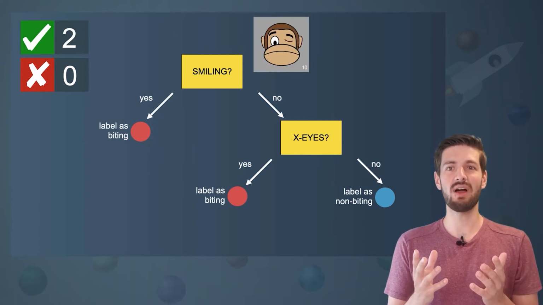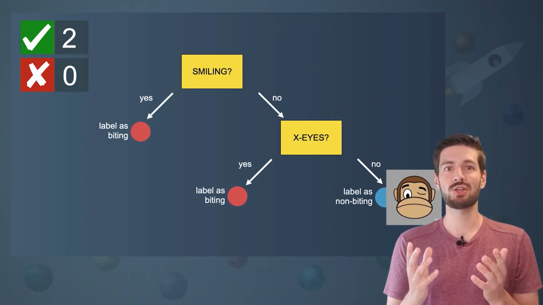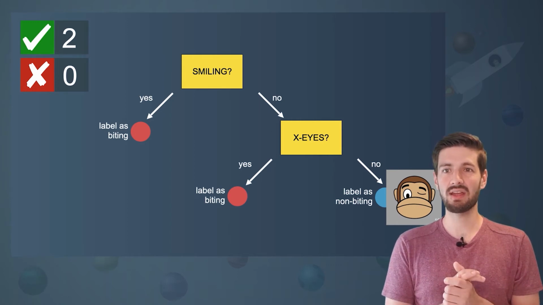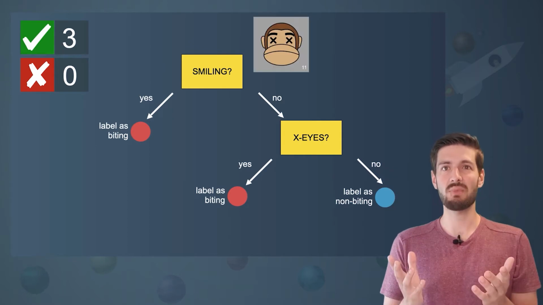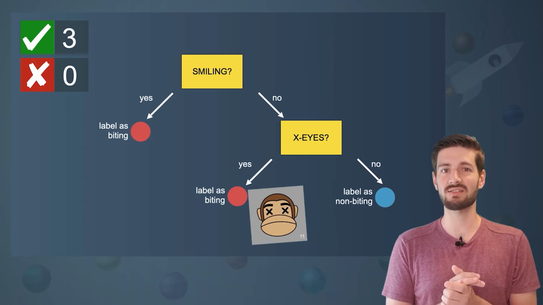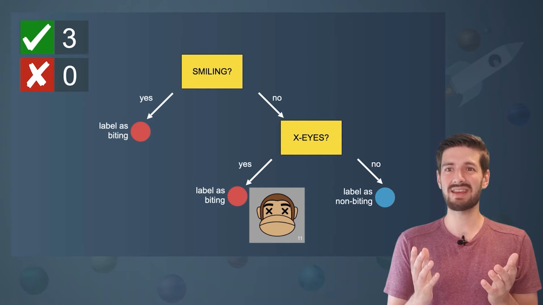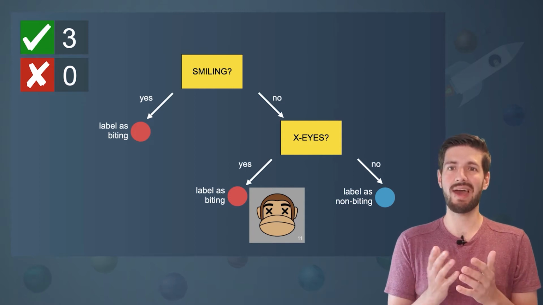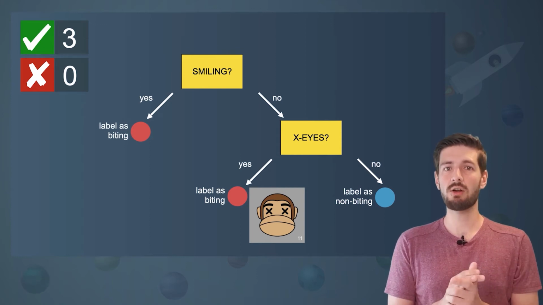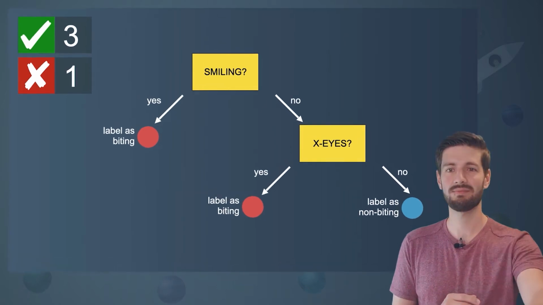So we have the feature smiling being false, egg eyes being also false. According to our rules, our monkey shouldn't be biting. As this is just testing, it gives us feedback and it's correct. This monkey is not smiling. The first feature we used to decide is false, the second one, egg eyes, is true. Thus we would label it as biting. But as this is test data, we get feedback if we are right. And in this case, this monkey is actually non-biting. So our model would get this one wrong. Let's see some more examples.